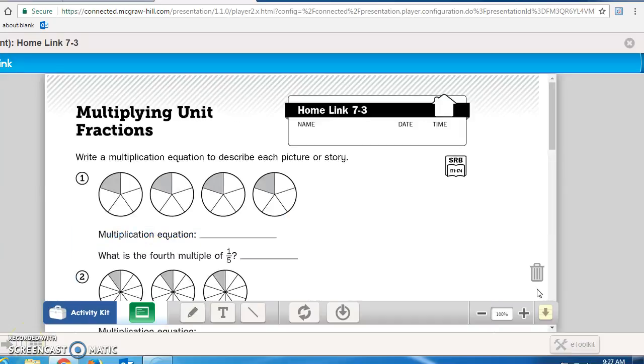Thank you. The last page you're going to do for lesson 7.3 is Math Masters, page 266. You will need to go back to the file to get this paper, so go ahead and pause the recording and do that now. The paper states, write a multiplication equation to describe each picture or story. So 4 times something is your multiplication equation. And then what is the 4th multiple of 1/5? You should have that answer.